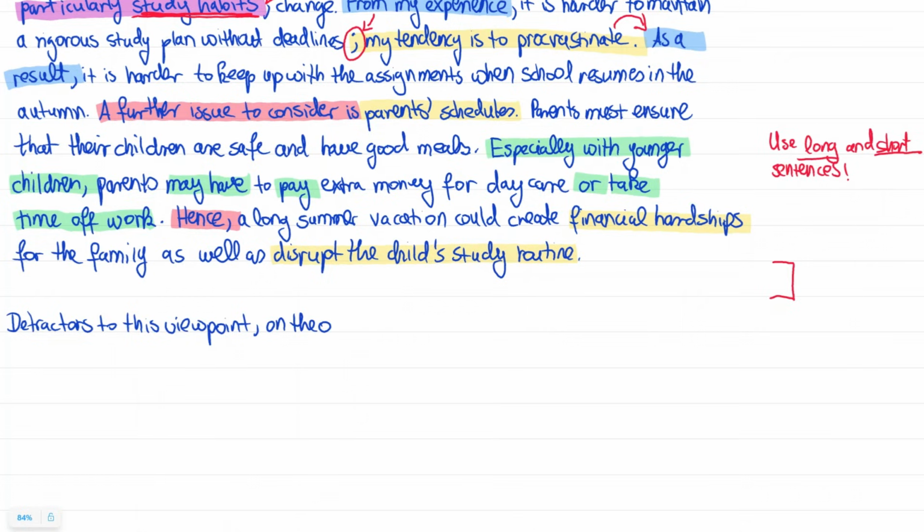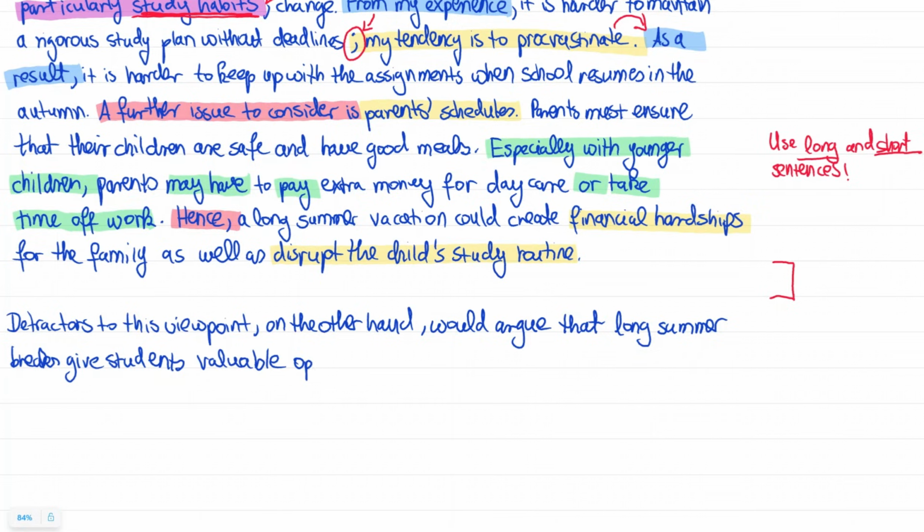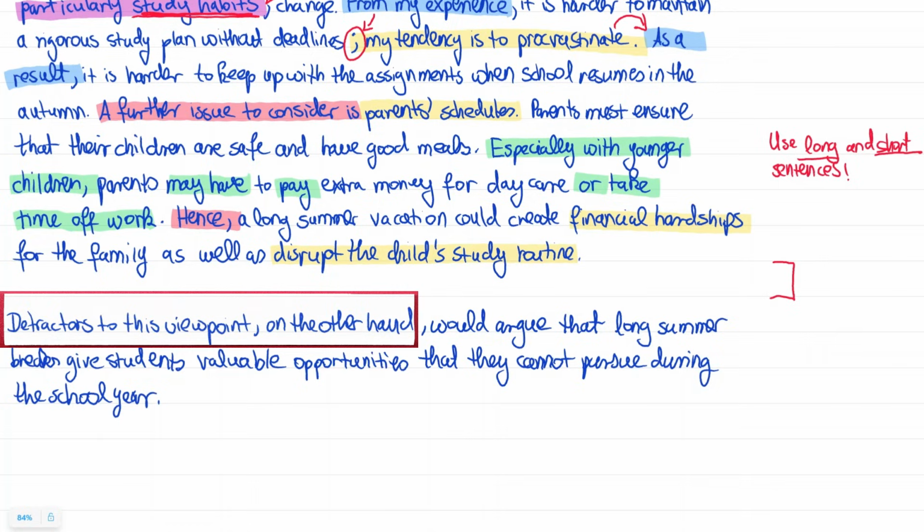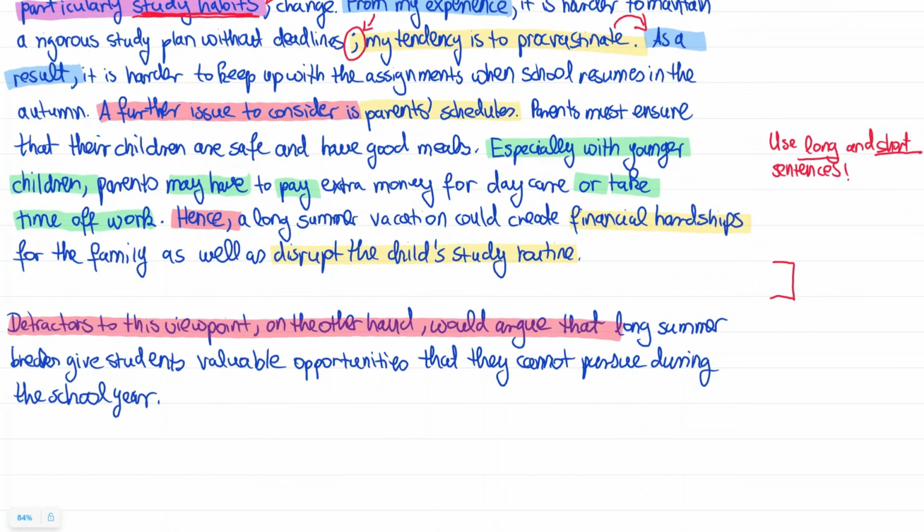Detractors to this viewpoint, on the other hand, would argue that long summer breaks give students valuable opportunities that they cannot pursue during the school year. Here you can see why this sentence starter makes your score go up. First, it uses advanced vocabulary such as detractors, which means opponents, and viewpoint. Second, on the other hand, is in the middle of the sentence, which is more difficult than using it at the start of the sentence. In particular, because you need to use two commas here. This way, you show the IELTS examiner that your English is really advanced.